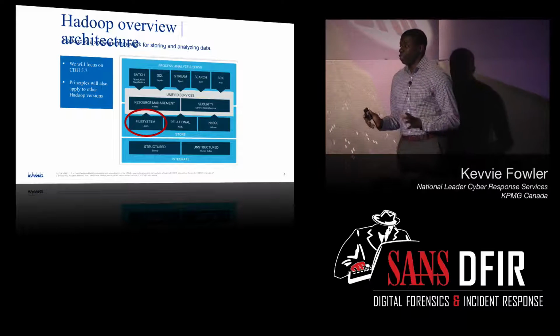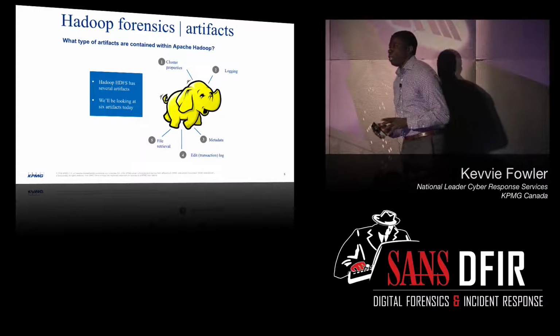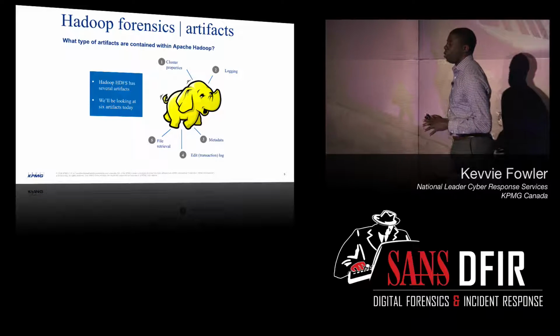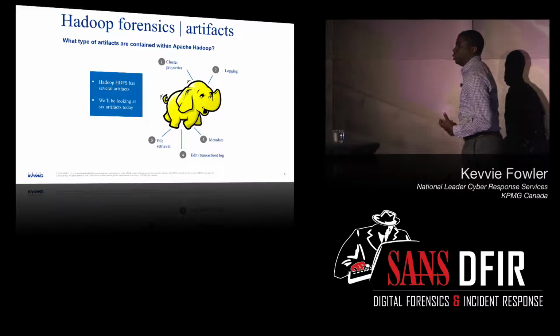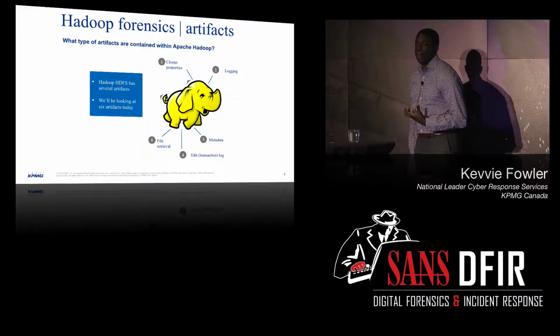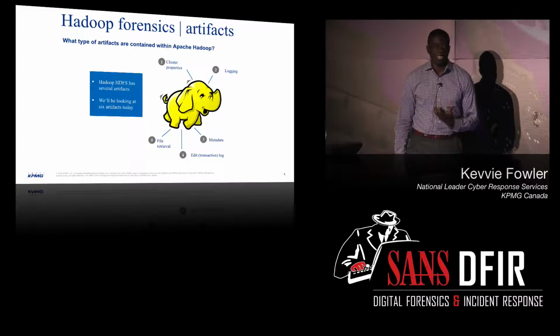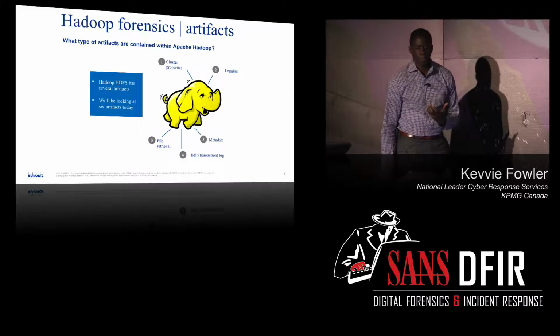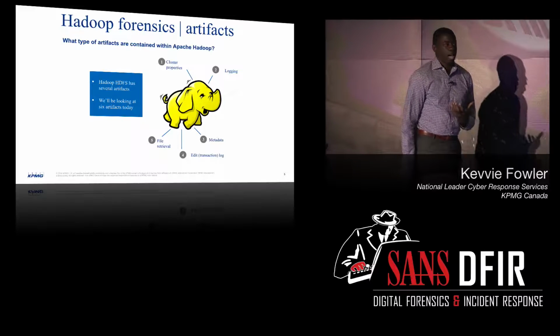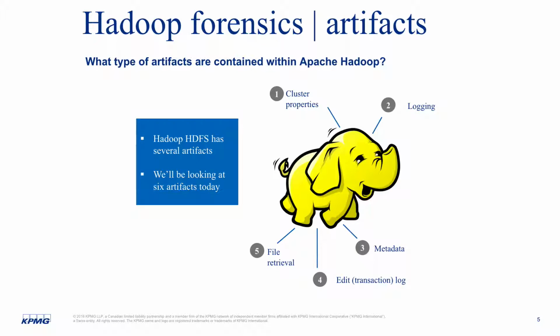So from an investigation standpoint, that's great. You understand Apache Hadoop, why it's important to manage investigations leading to Hadoop. But what can you actually get out of Hadoop? There are lots of different artifacts, but we're going to focus on a handful today. We're going to focus on cluster properties, how to figure out what you're actually dealing with when you're called in for an investigation. Logging, how the cluster is actually set up, because that will impact your investigation.